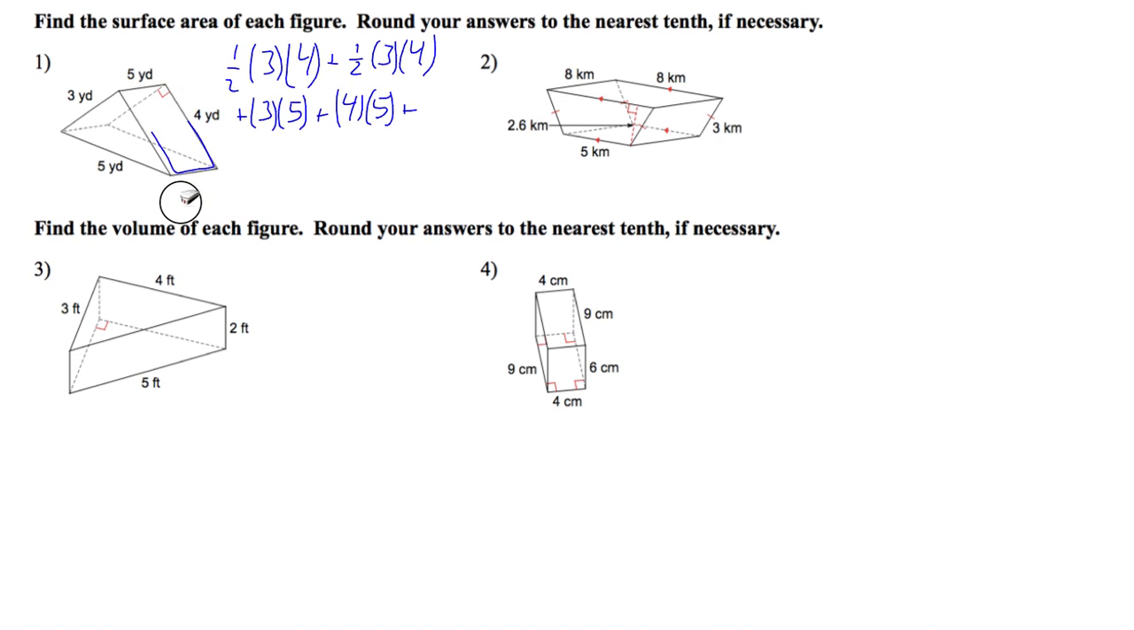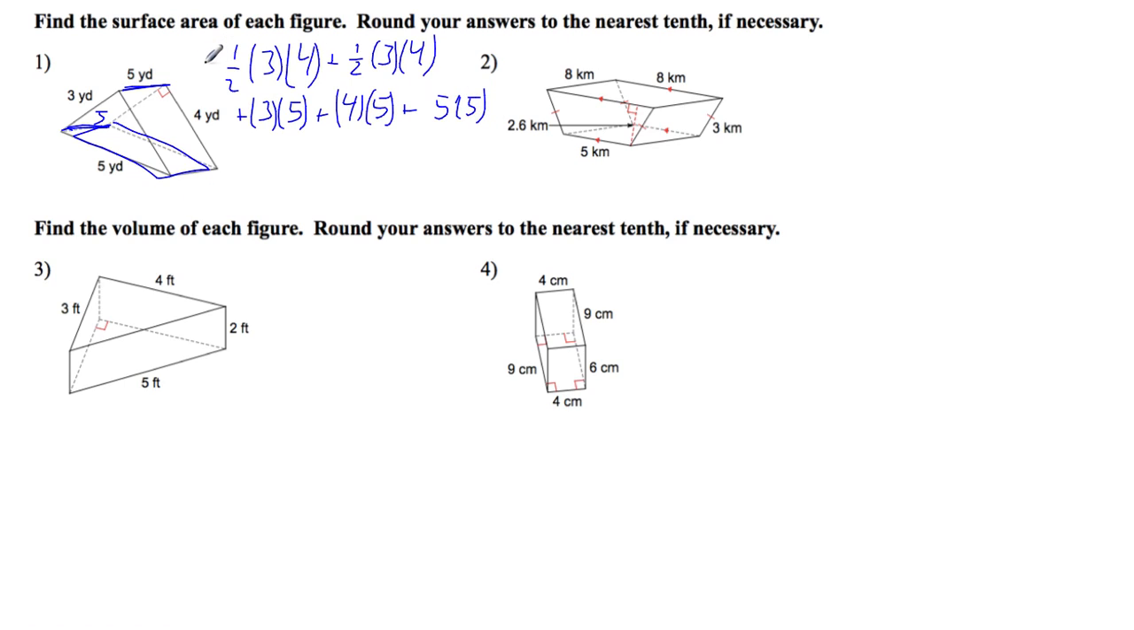And then I have this bottom rectangle, which is going to have the area of 5. And again, because this is 5, that means that this distance is 5. So this bottom rectangle is actually also a square. Yeah, that should be a 5.